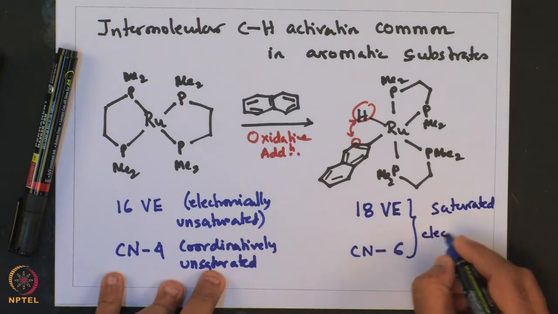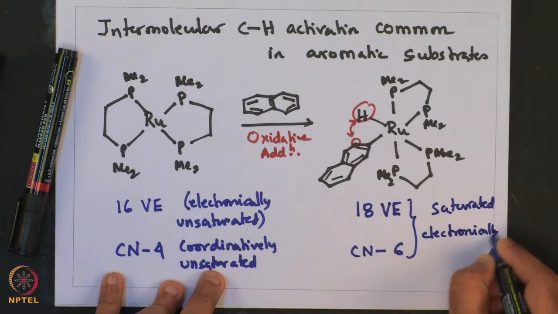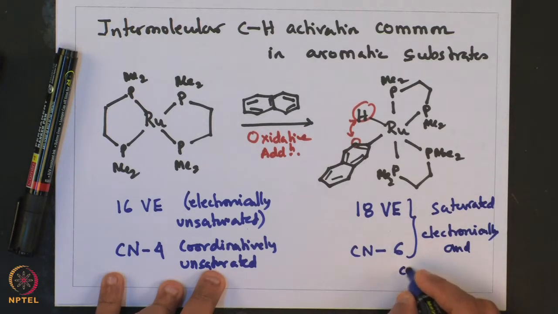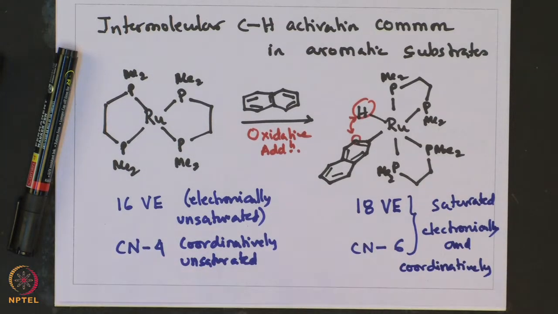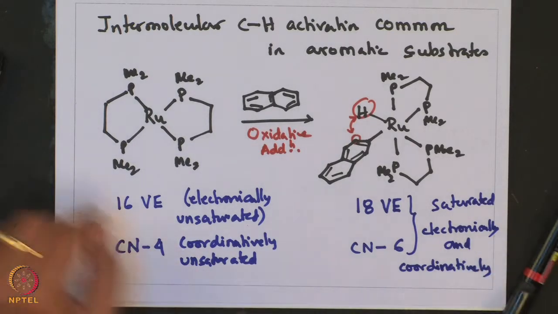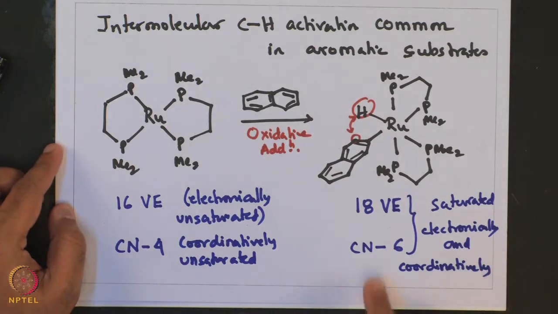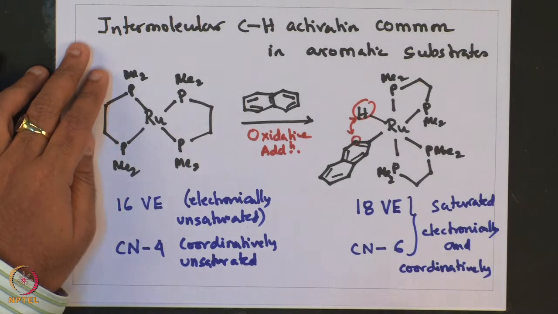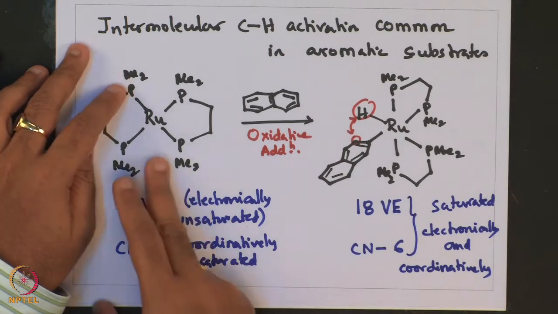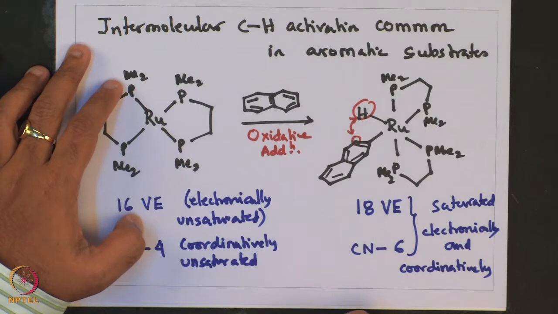both electronically and coordinatively. So, the basic criteria for CH activation is common to what existed for intramolecular CH activation reactions. These are commonly observed for aromatic substrates as is seen over here, and this proceeds via oxidative addition on a complex which is both electronically and coordinatively unsaturated.